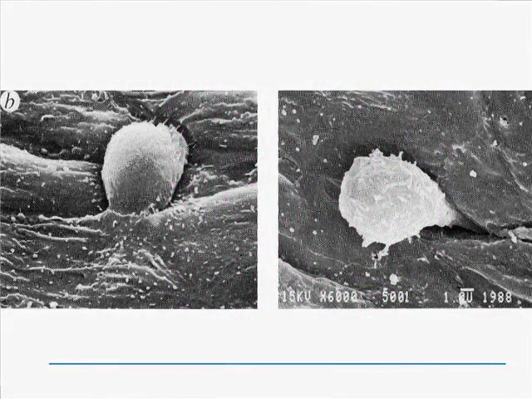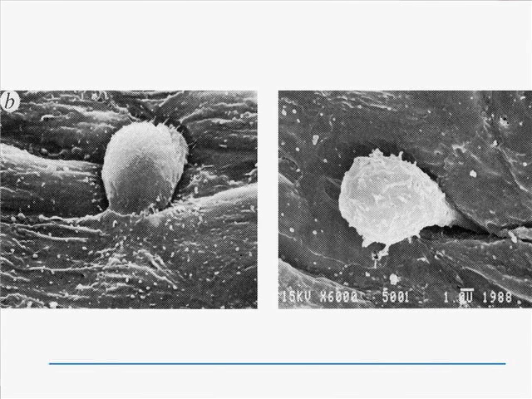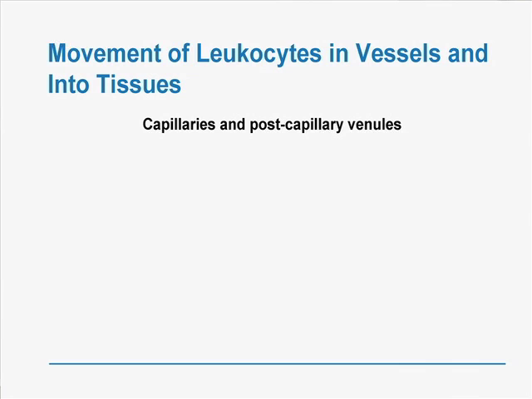So here in this scanning EM, you can see a white blood cell under normal circumstances going through the junctions between endothelial cells lining the blood vessel, squeezing through these junctions, going out into the tissue, and under normal circumstances doing no harm whatsoever. The vessel wall remains intact during normal white cell trafficking. So how does this happen? What orchestrates these movements within these smallest blood vessels?